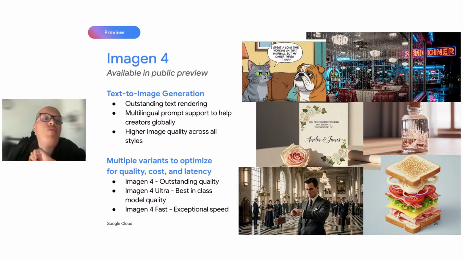So we have multiple variants that allow you to optimize for quality, cost, and latency. The default version is Imagen 4, which already has outstanding quality. If you want the best in class model quality, then you should go for Imagen 4 Ultra. And if you want to iterate fast and generate very good images at exceptional speed, that is going to be Imagen 4 Fast.